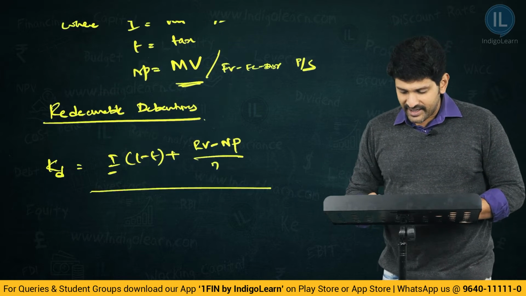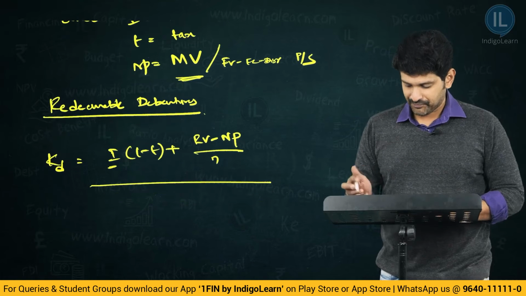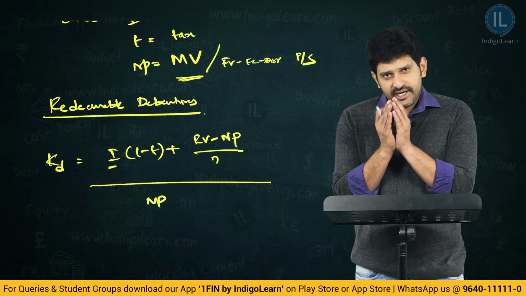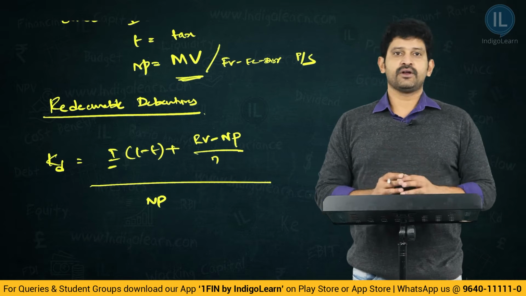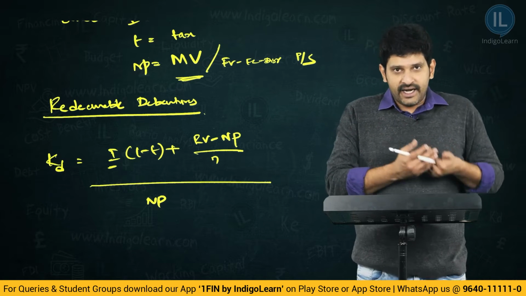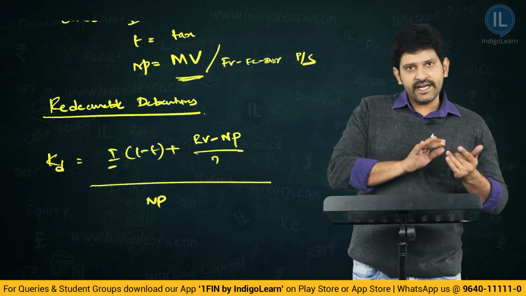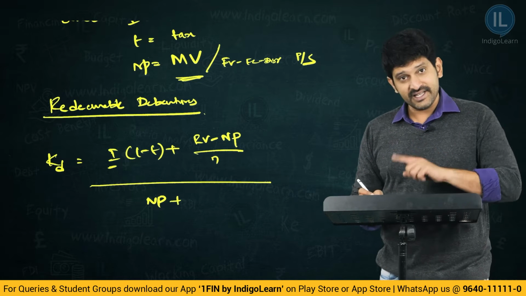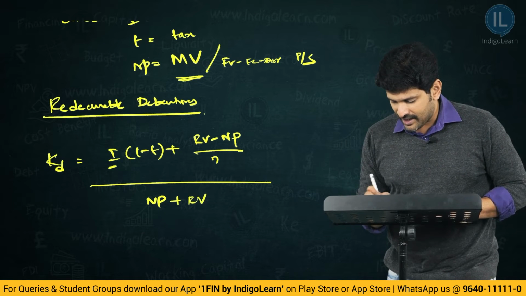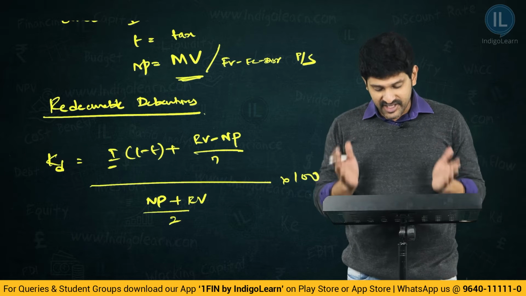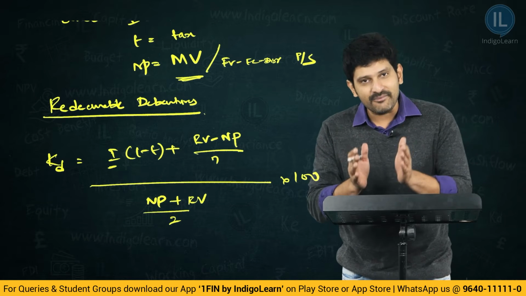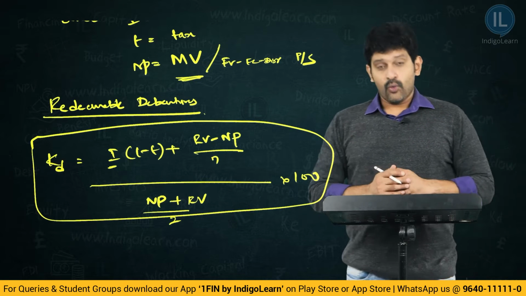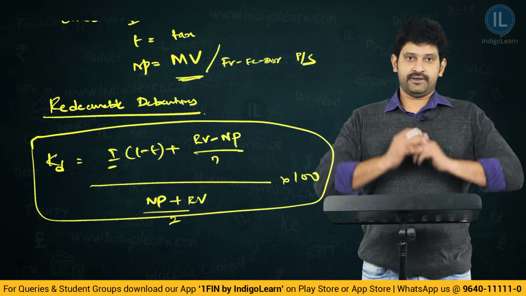In the denominator what do we have ideally here? Net proceeds. Correct? No doubt. But is the redemption value and the net proceeds both the same? No. I am getting 90, but I am paying 110. So, should I take 90 or 110 as the base? Don't worry, take an average. Therefore, when there is a difference in the amount, you will take an average. And this is our formula of cost of redeemable debentures. That's all, game over.